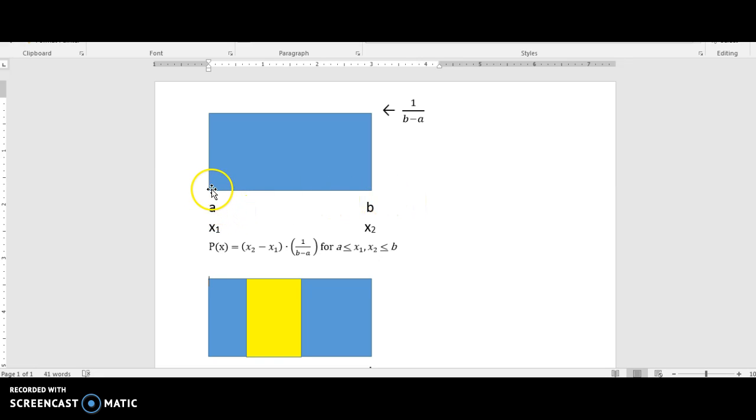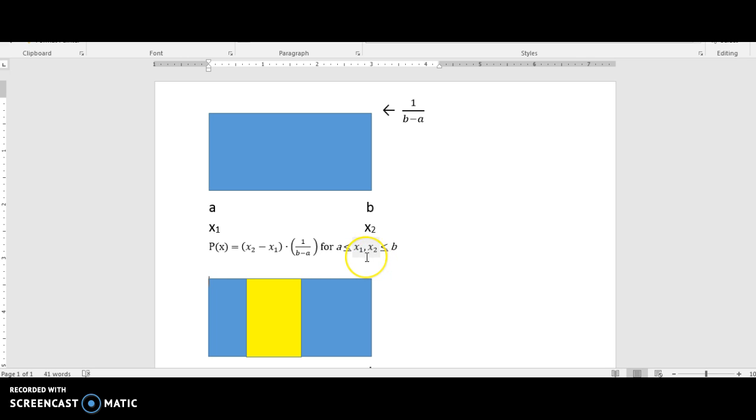The lowest point on this box is designated by A. The highest point in this box is designated by B. The height of the box is 1 over B minus A. Here is that new formula, so to speak, and it says the probability of x is equal to the base x2 minus x1 times 1 over b minus a, which is the height, for any value where x1 is going to be equal to or greater than a, and x2 is going to be less than or equal to b.